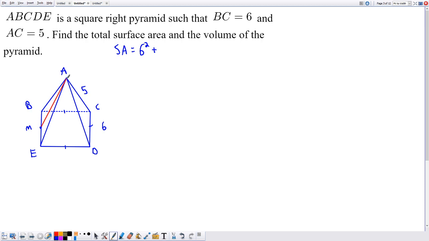I could have drawn it going straight up and down here, but I think it makes a little more sense seeing it in 3D space if I draw it on the side like this. Now, the slant height goes from the apex to the middle of the side of the base, which means that it's going to cut the base side in half, 3 and 3.